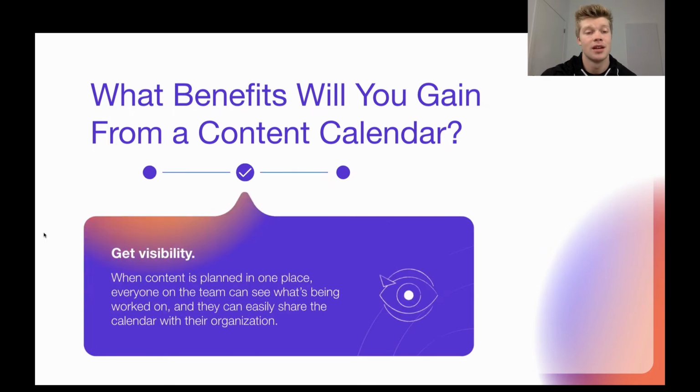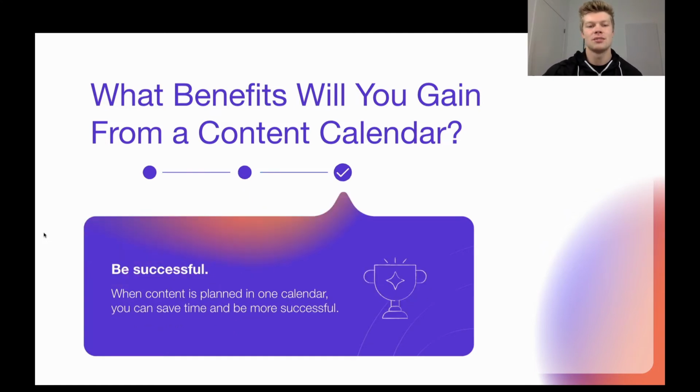That's a big number. Something else that we hear a lot from customers is how helpful a calendar can be for visibility. When everyone on your team knows when things are due and what's coming up, it's easier to get things done on time. It's also easier to show stakeholders and clients exactly what you're working on and show your team's output. Finally, you'll be more successful. We just think about that 397% statistic as a reminder for exactly how powerful it can be to have a content calendar to plan out all your work.